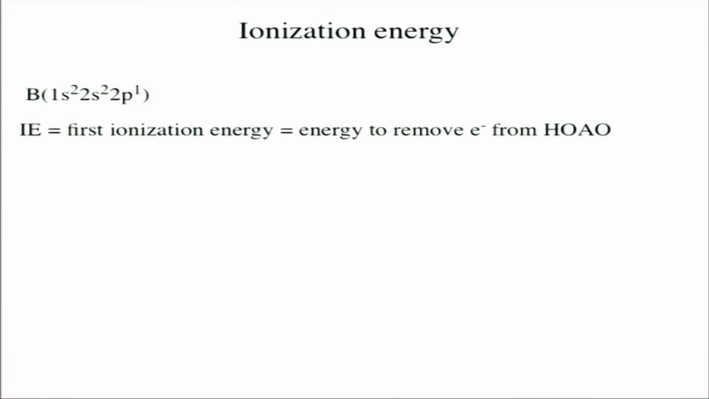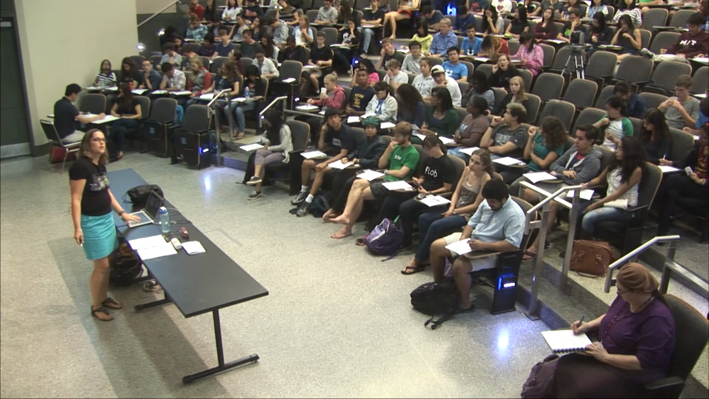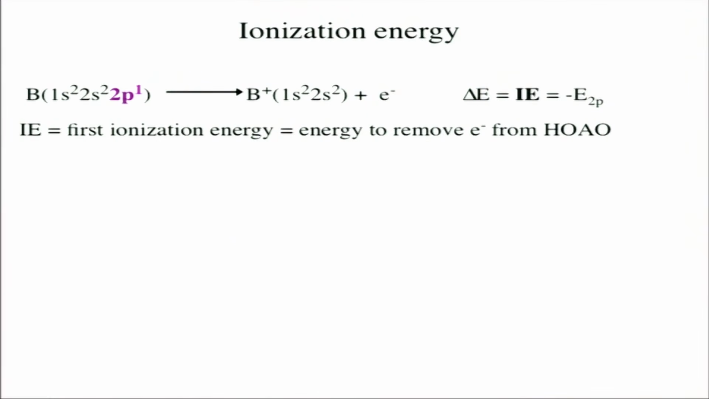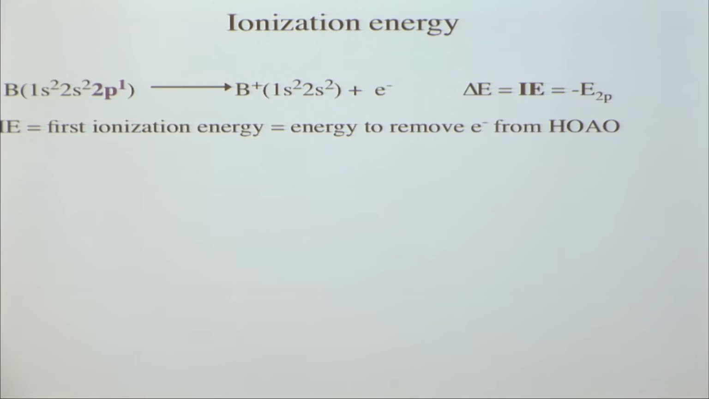So let's look at boron and think about the first ionization energy. This is the energy to remove an electron from the highest occupied atomic orbital, HOMO. That's what that stands for, and it's written out in your notes. So what is the highest occupied orbital in this case? Just yell it out. 2p. So let's look at removing an electron from 2p. If we do that, we go to B+, with 1s2, 2s2, and an electron. The energy involved in this process is the first ionization energy. It's also equal to the binding energy of the 2p electron, and again, the signs are opposite here.